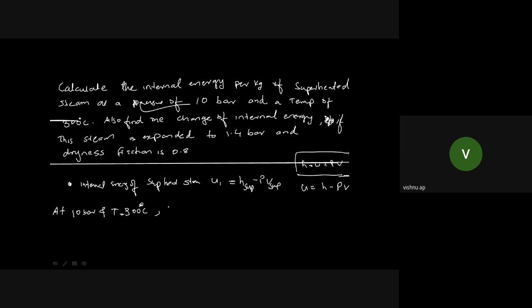3051.2. Yes, it is 3051.2, H superheat. It is from the superheated steam table. From the superheated steam table, H superheat is given as 3051.2. The unit is kilojoule per kilogram Kelvin.